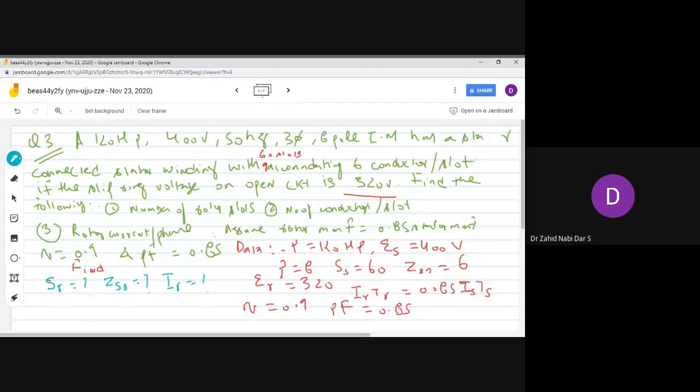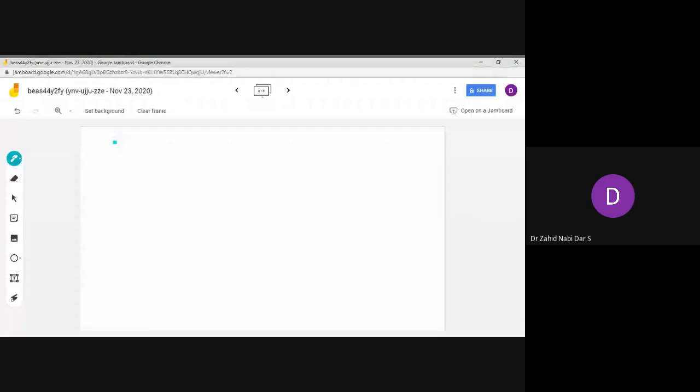So I'm giving you a brief idea of how to go about this problem. The problem is in front of you. I'll just show you what you have to do in this particular problem: you have the number of slots, so you have SS into ZSS.